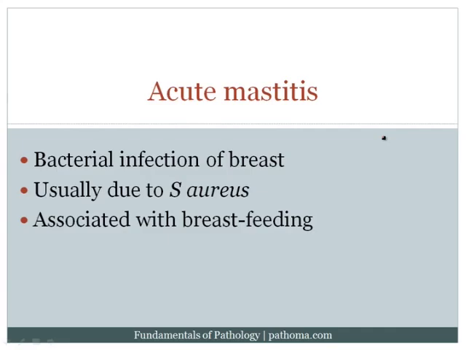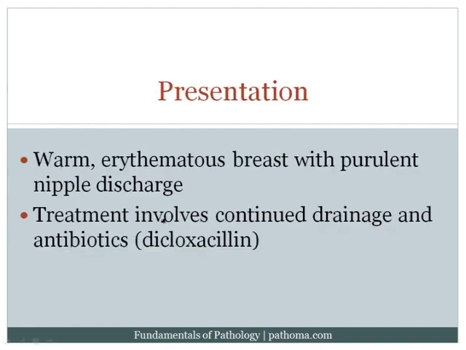So let's go back now and read the text. So what do I say? Acute mastitis, bacterial infection of the breast, Staph aureus, breastfeeding. And then I say that the presentation is a warm, erythematous breast with a purulent nipple discharge, and again the treatment, drainage, and antibiotics such as dicloxacillin. So those are all the high yields.